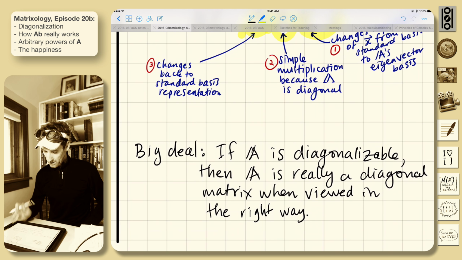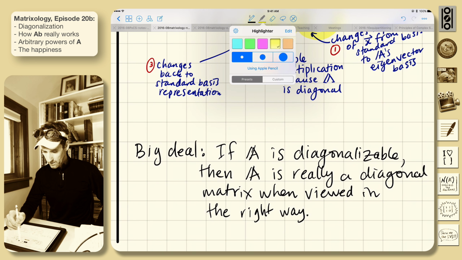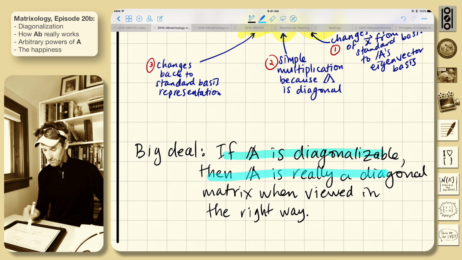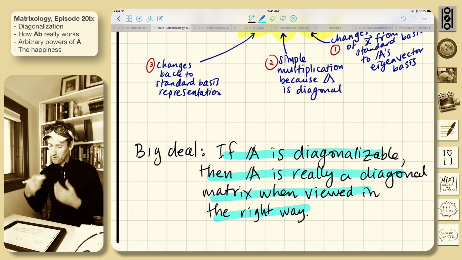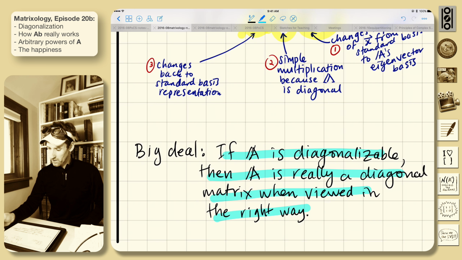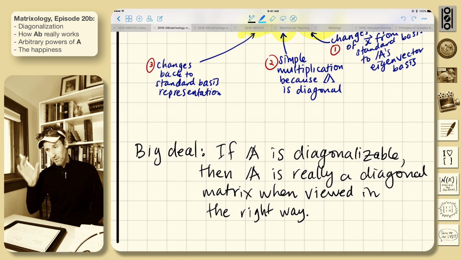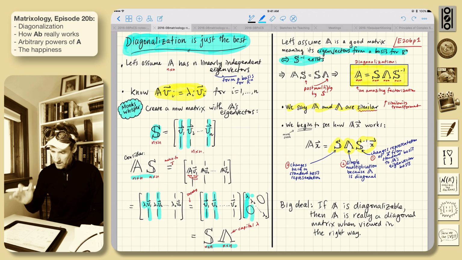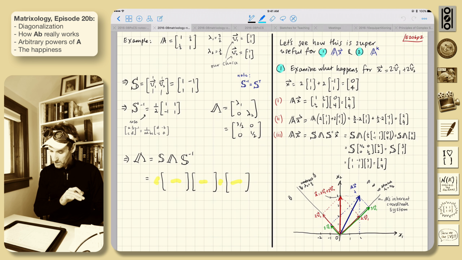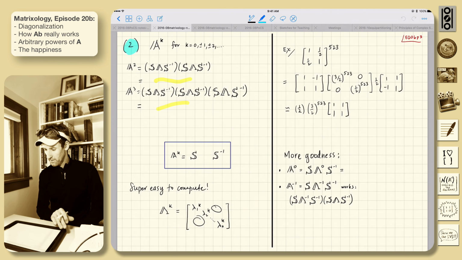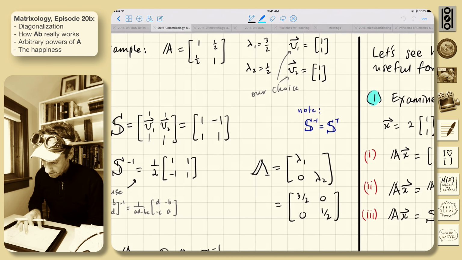So, and here's a really big piece. You can think in a way, right? If A is diagonalizable, then A is really a diagonal matrix. It's actually really a diagonal matrix in terms of how it functions in multiplication. Right? As long as we look at it in the right way, as long as we represent things in the right way. So that is pretty spectacular. It gets us through this piece. Okay, so we're going to work on an example and then see how it functions. There are going to be two parts to this. All right, so let's go.